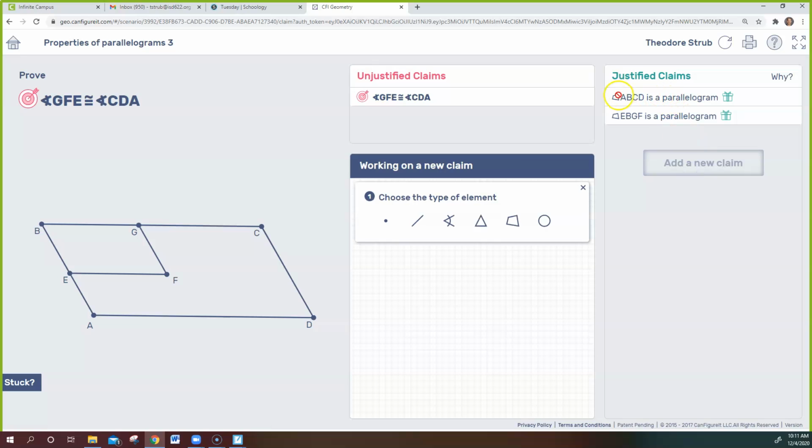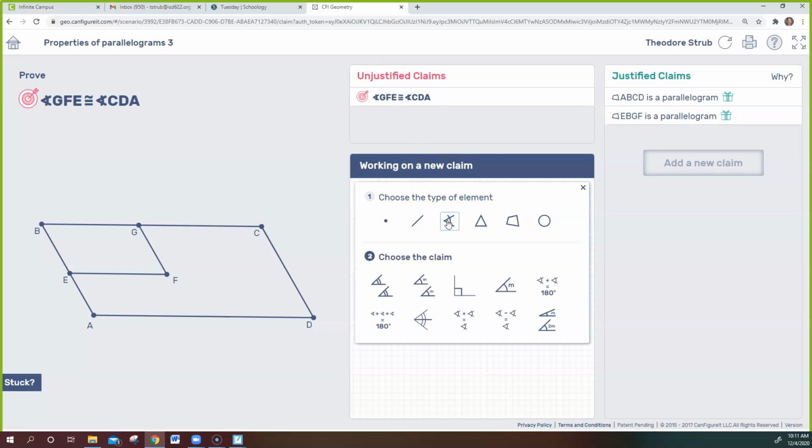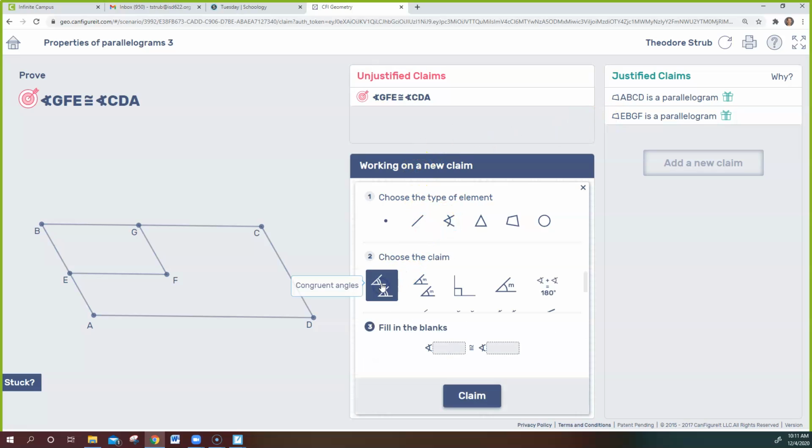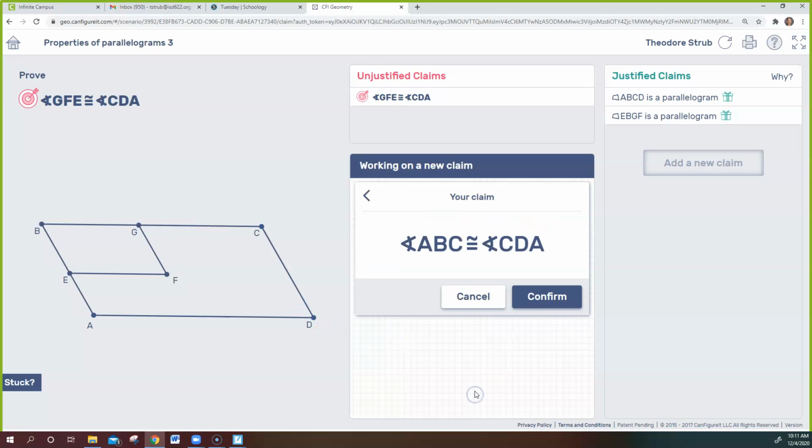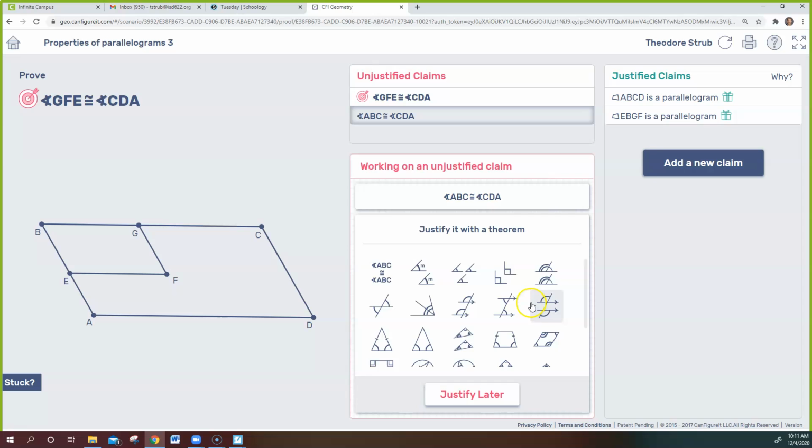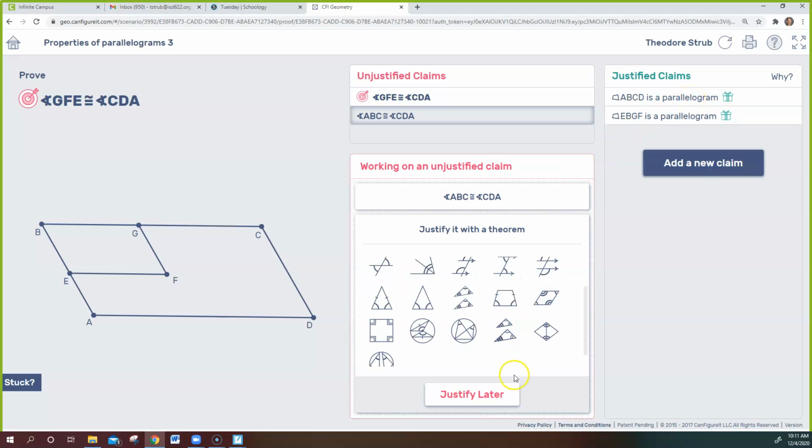I'm going to start with the first one, the big parallelogram. And I'm going to say that I've got congruent angles. We'll go to congruent angles, and I'm going to say that angle B is congruent to angle D. Right? And now my claim, why do I know that? I have to go off of my given information. I know that because ABCD is a parallelogram. So I'm going to search for the parallelogram ones, and there's not a lot of them, right?